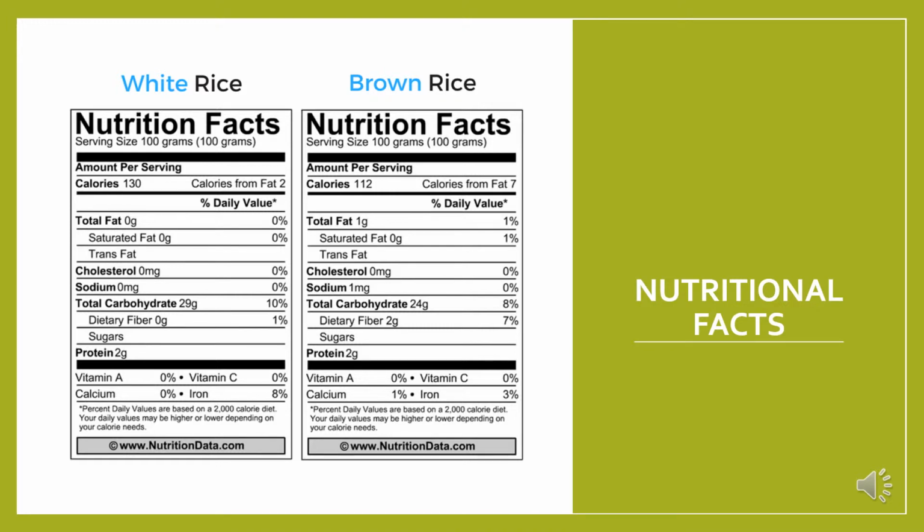So on the right here, we have two main forms of rice. We have white rice and brown rice. And here we're comparing their nutrition facts. We can see that white rice in general has more calories, more carbs, and more iron, while on the flip side, brown rice typically has more fat, more sodium, more fiber, and also more calcium.